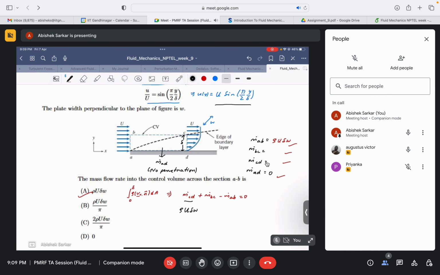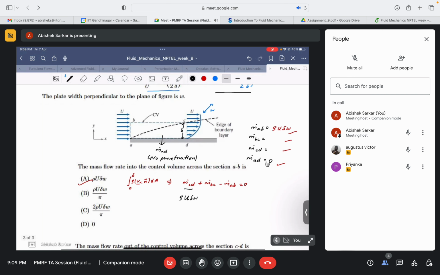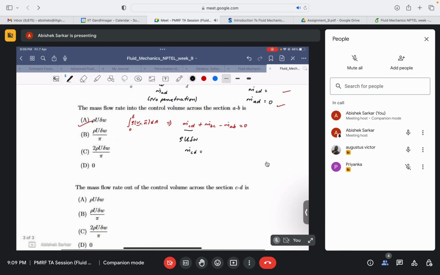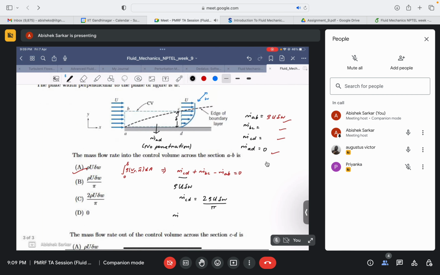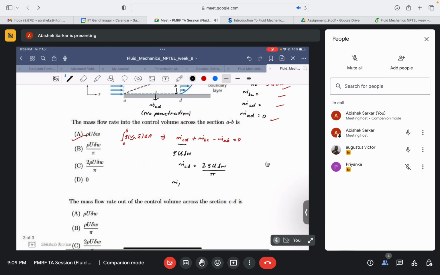Yes, sir. Sure. I got M dot, the mass flow rate across CD, as option C. Okay, interesting. You get it as 2 rho u delta W by pi. Okay, then I guess M dot, what's remaining? BC is very simple now.